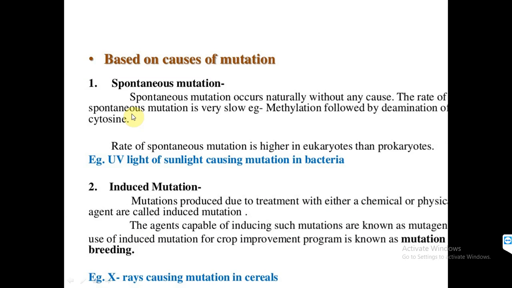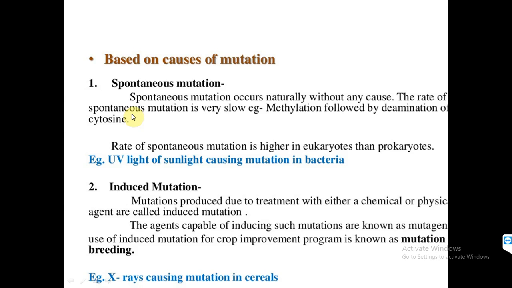So whenever we want to mutate an organism, we provide it with chemical or physical agents that are mutagens. Not every chemical is a mutagen, there are some chemicals that can act as mutagens. So the agents that are capable of inducing such mutations are known as mutagens. Use of these induced mutations for crop improvement programs is known as mutation breeding.